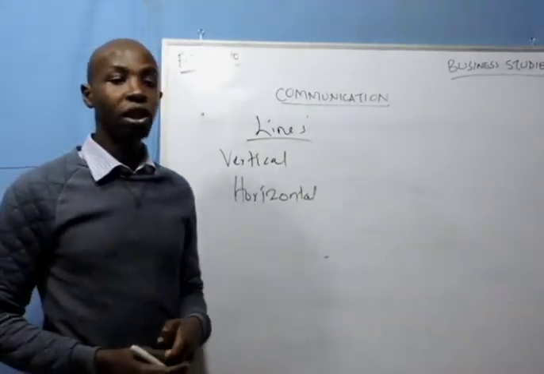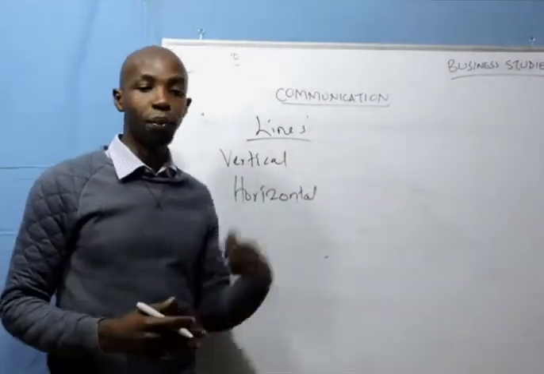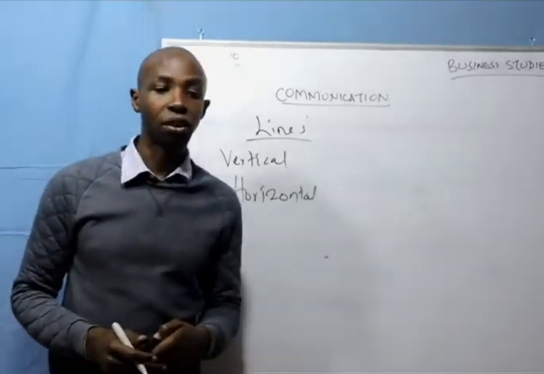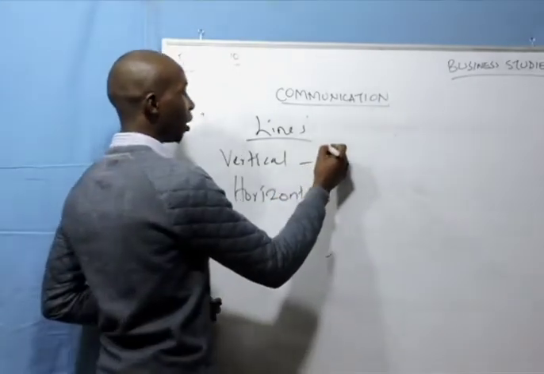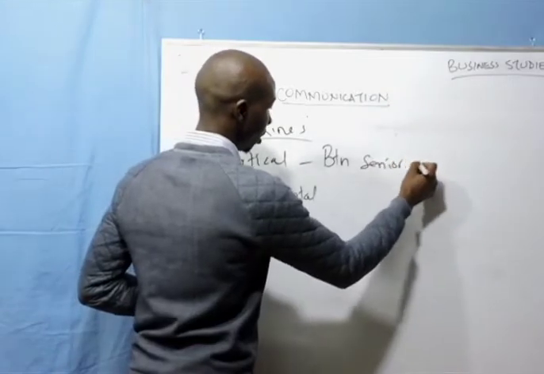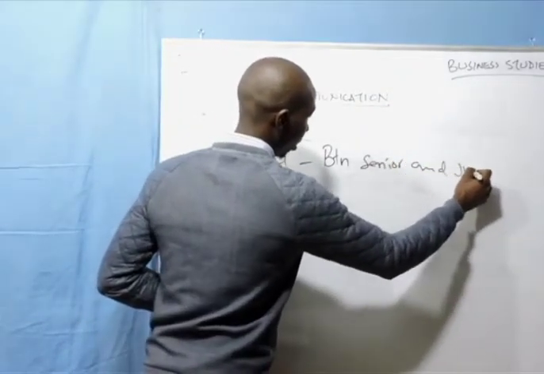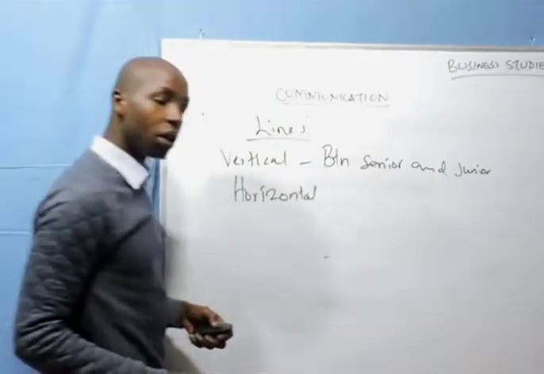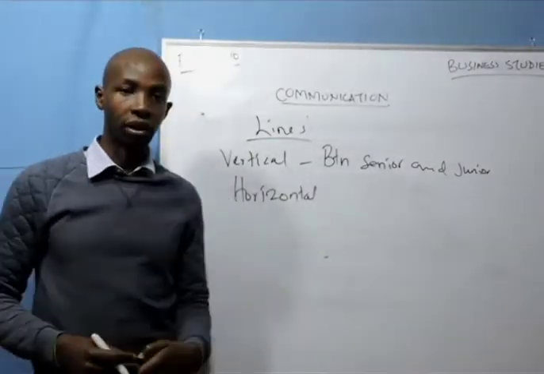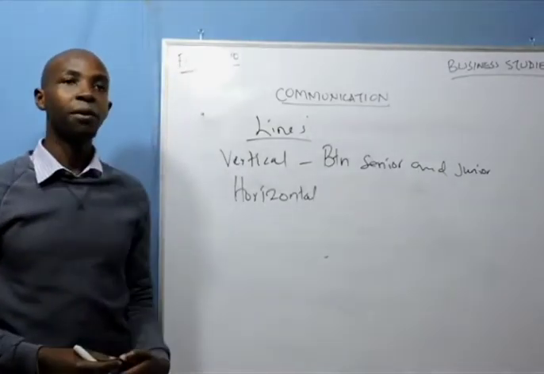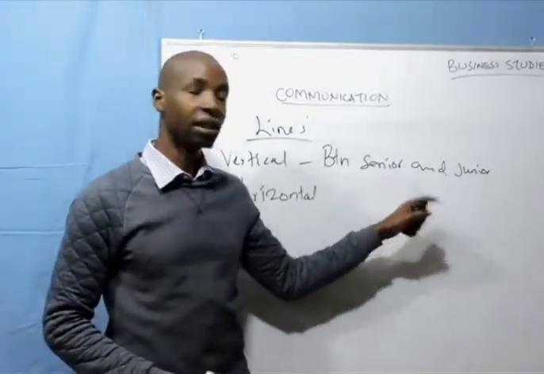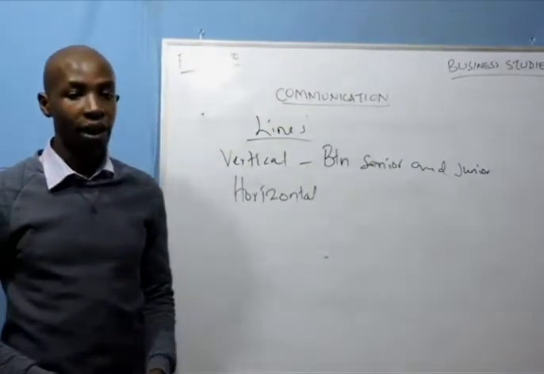Vertical communication is used when passing message from maybe a senior person to a junior person within the organization. So it occurs between senior and junior. For example, when your principal is talking to the student, definitely the information is coming from the principal to the student. So the principal is the senior in that case, and the junior is the student.